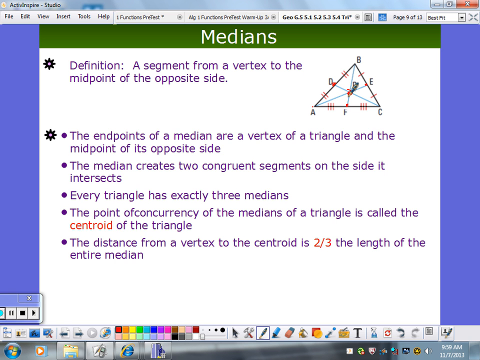And look at that. We do have a point of concurrency. We call that a centroid. They must have been running out of names. So I mean, there's so many, a centroid. We're going to call that for a median where they all meet up.